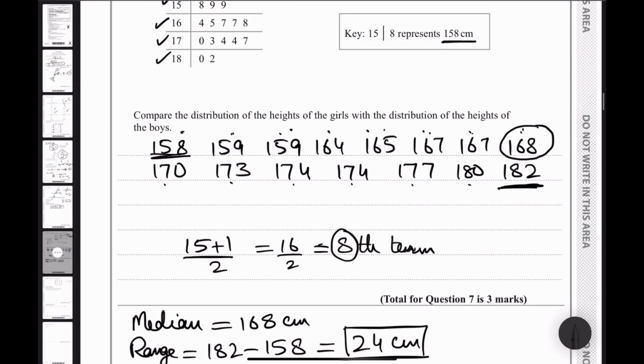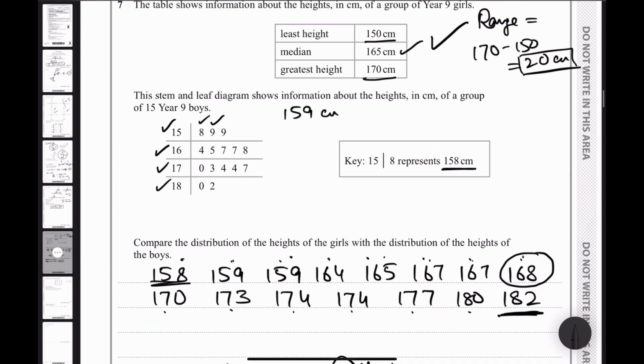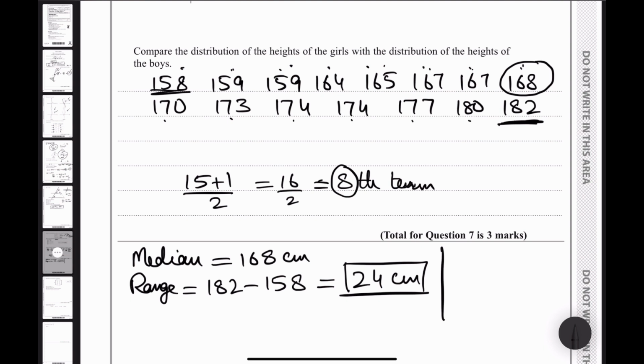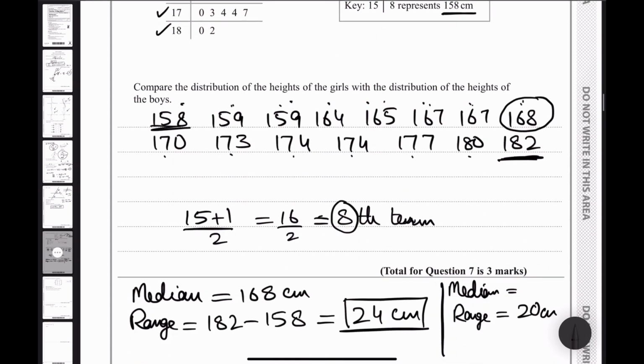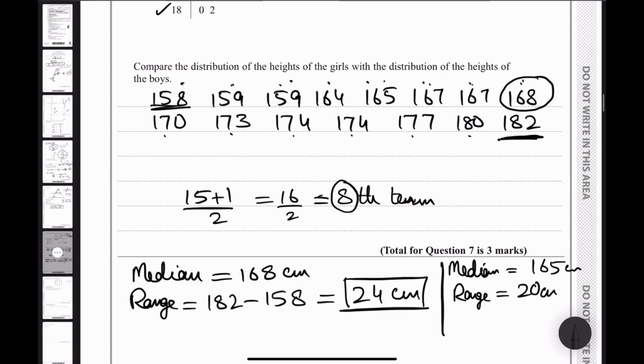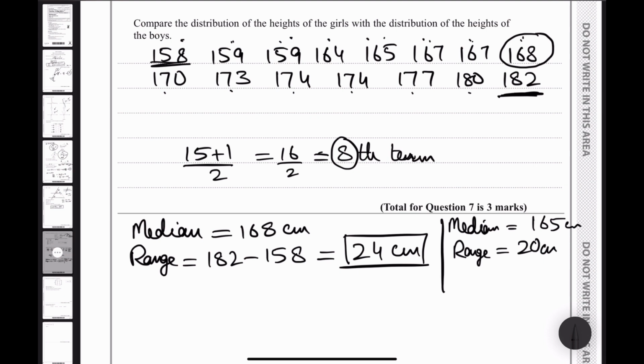Now let's compare this data with the girls. For the girls, the range was 20 centimeters, and the median for the girls was 165 centimeters. So the question will not finish here. We have to compare this data. So we will say the median height of the boys is bigger than the median height of the girls.